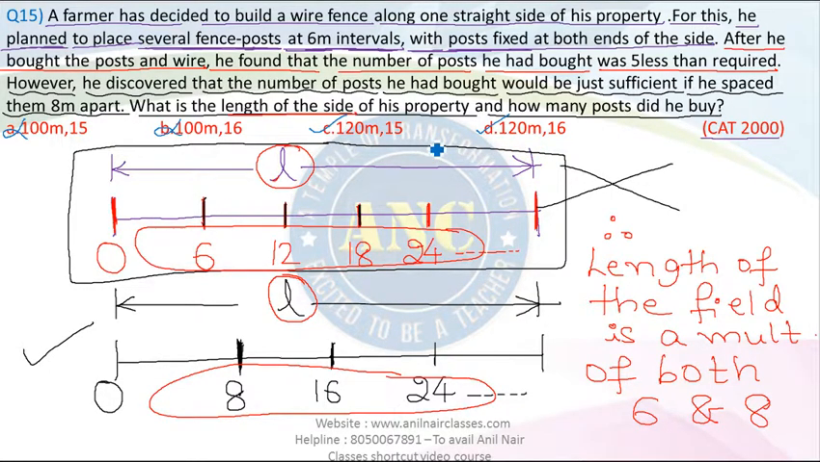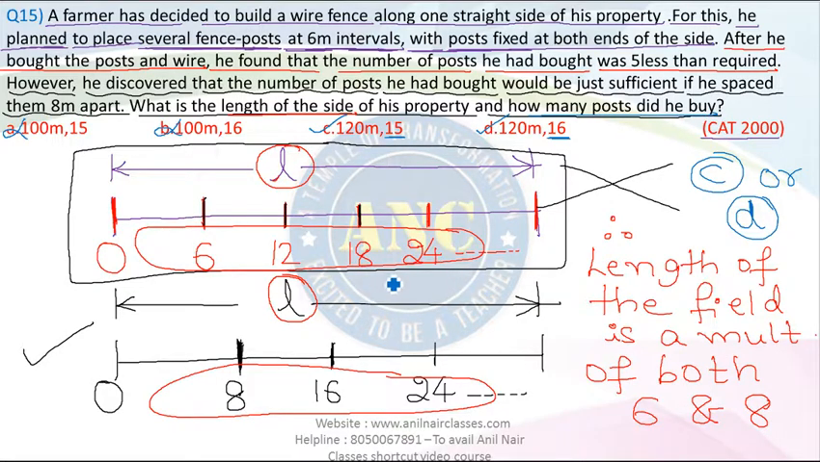Now we realized that answer should be either option C or option D. We are still not 100% sure about one particular answer. Either it should be option C or option D. Now, what is the second part of these answer options? What are these 15 and 16 signifying? How many posts did he buy is the question.